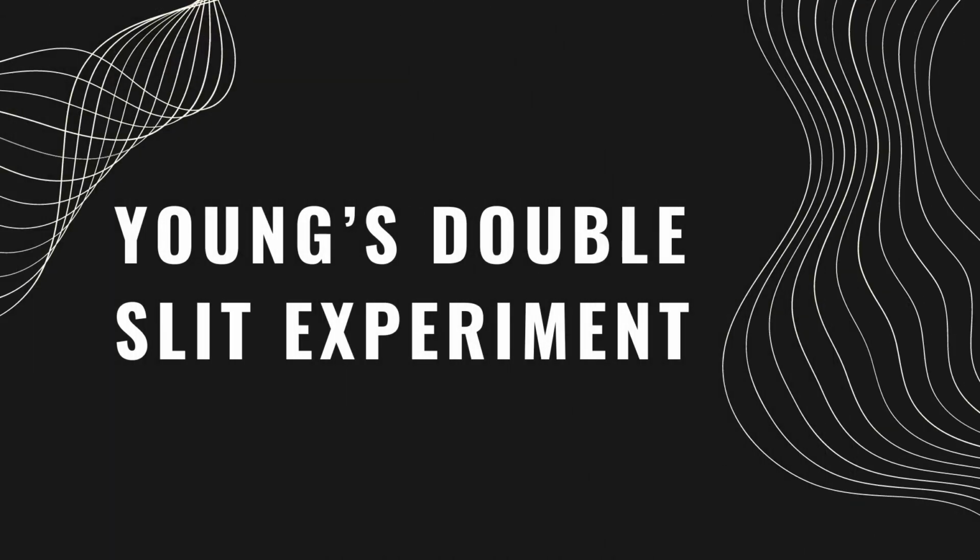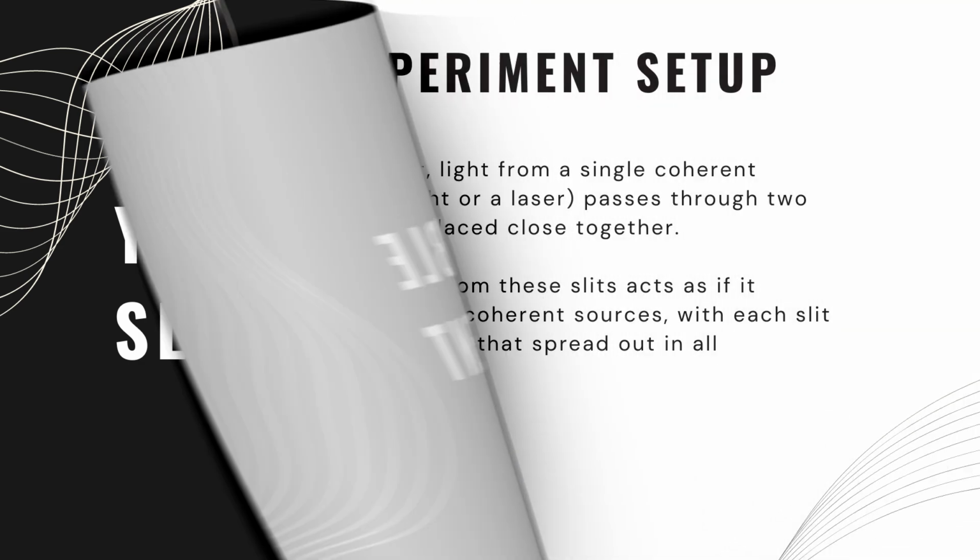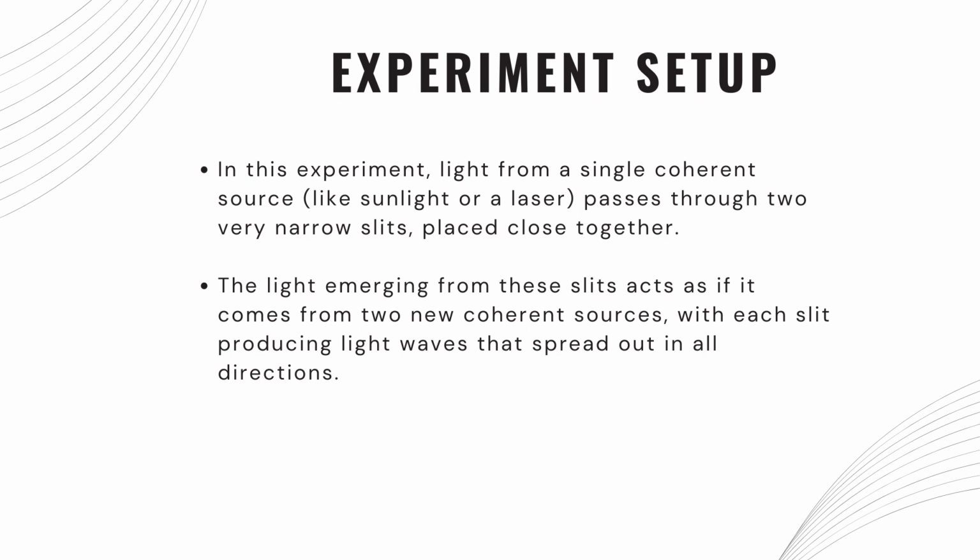One of the most famous demonstrations of light interference is Thomas Young's double-slit experiment, first conducted in 1801. It beautifully illustrates how light behaves like a wave, creating a clear and visible interference pattern. Experiment setup: in this experiment, light from a single coherent source, like sunlight or a laser, passes through two very narrow slits, placed close together.